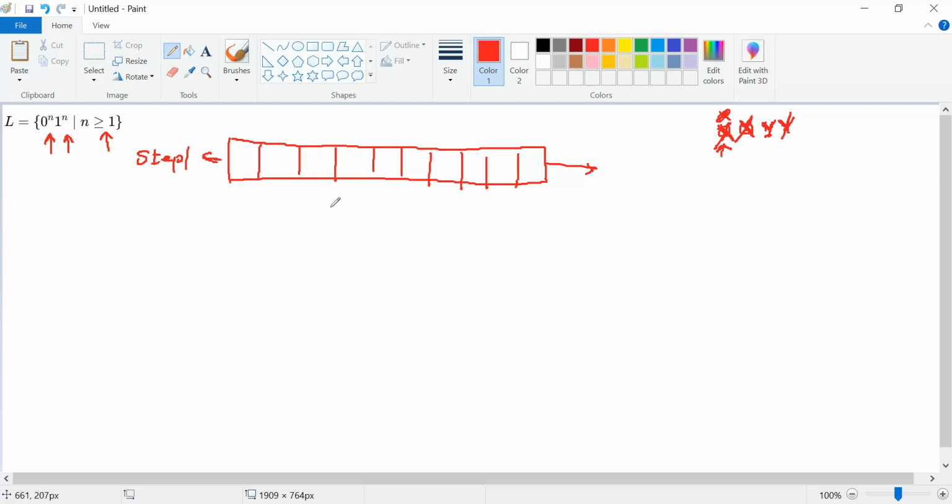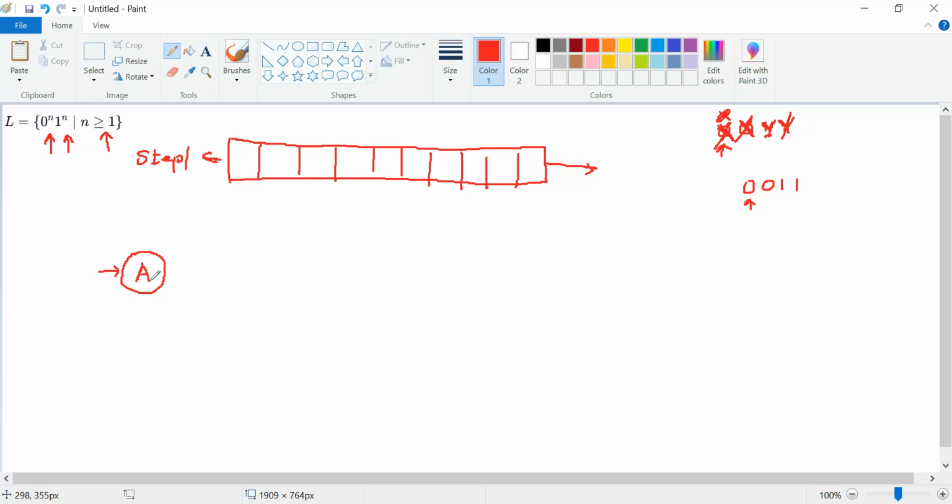Then, to draw the transition diagram for this, we can use the same strategy for all questions. You have to look at the different possible scenarios that you will encounter when you scan the tape. For example, the first scenario is this: you have two zeros and two ones. That's what you start with. Any machine should have a start state, so we can call that state A.